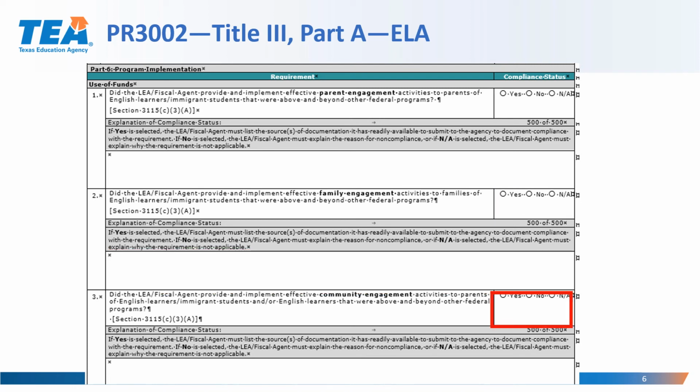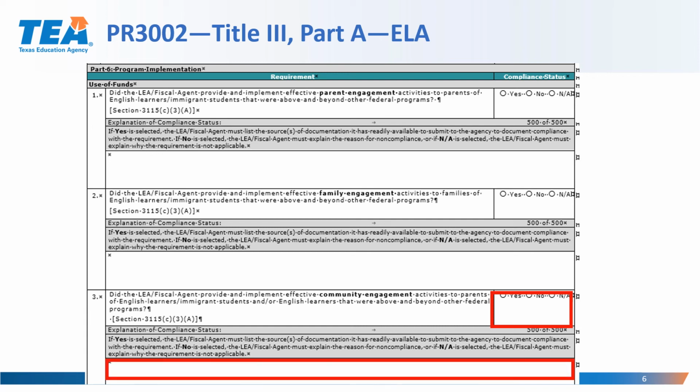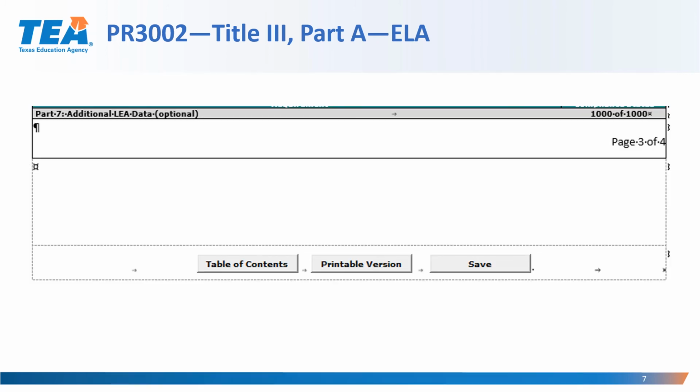And in the last program implementation question, did the LEA provide and maintain effective community engagement activities to parents of English learners that were above and beyond other federal programs? Yes, no, or not applicable. And again, the LEA must provide an explanation of the compliance status that was selected. Part 7 provides the LEA with a space to provide additional information if needed.